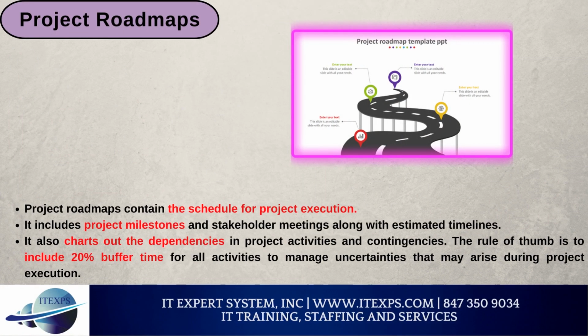Project roadmaps. Project roadmaps contain the schedule for project execution. It includes project milestones and stakeholder meetings along with estimated timelines. It also charts out the dependencies in project activities and contingencies. The rule of thumb is to include 20% buffer time for all activities to manage uncertainties that may arise during project execution.